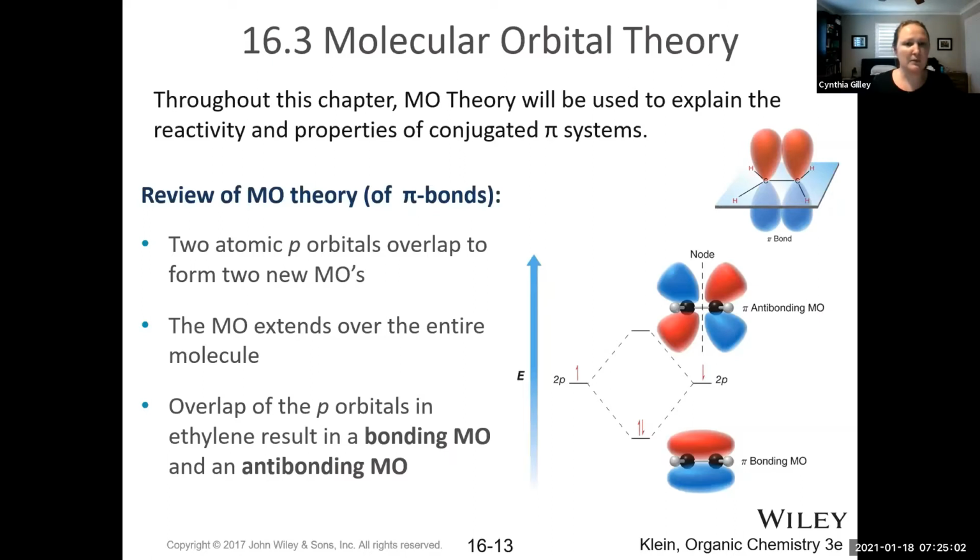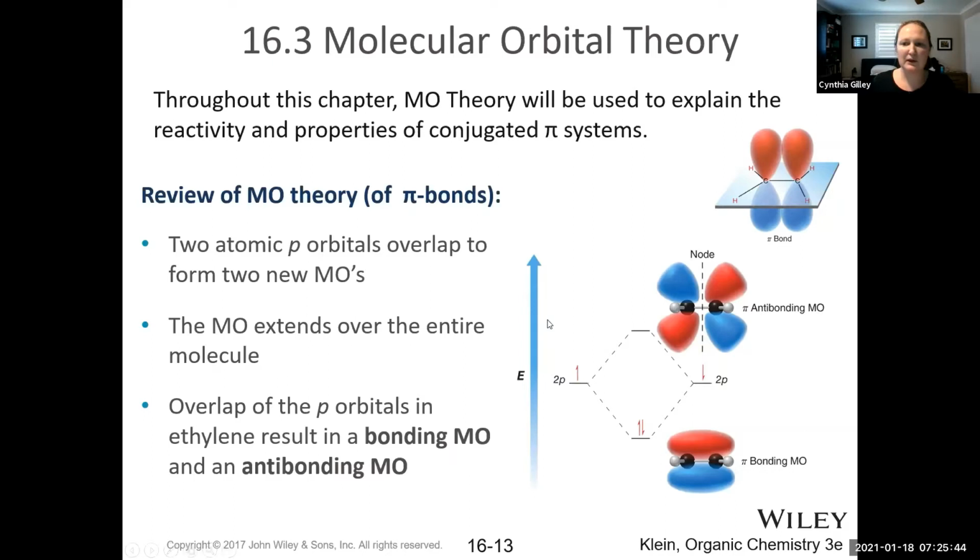So in review, molecular orbital theory is one of the two bonding theories. Both theories have predictive capability, right? But molecular orbital theory talks about the combination of wave functions that are associated with atomic orbitals. So we're going to be reviewing molecular orbital theory of pi bonds. Molecular orbital theory also applies to sigma bonds, but because we're looking at conjugated pi systems in this chapter, it's going to be more beneficial for us to talk about molecular orbital theory as it applies to pi bonds.